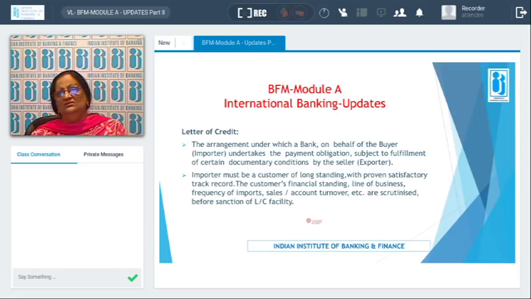Now, when a letter of credit is issued on behalf of an importer, it means the bank is giving him a credit facility, right? It is a non-fund-based credit facility which is being given to the importer. It is a sort of working capital finance. Now, whenever a bank gives finance, for whatever credit limit is sanctioned, there is a need to do due diligence of the customer, right? Due diligence of the borrower.